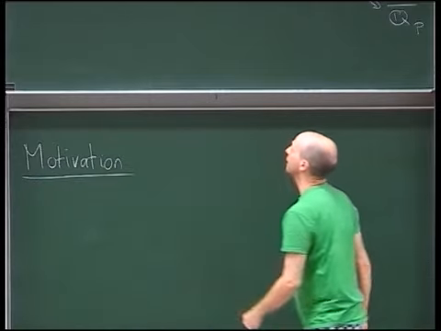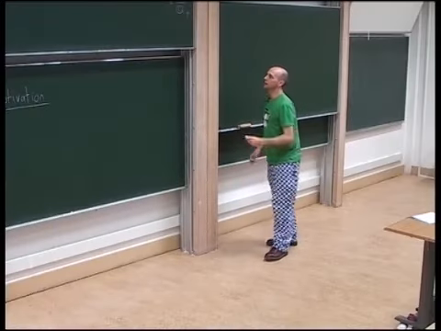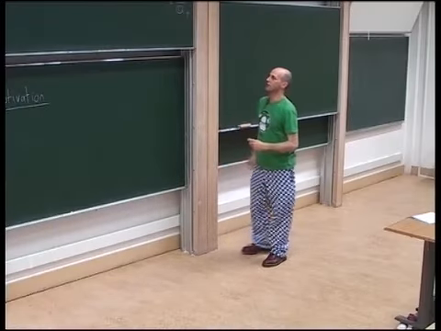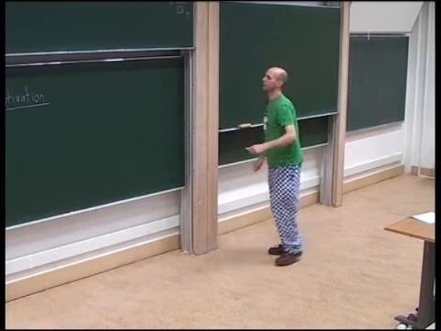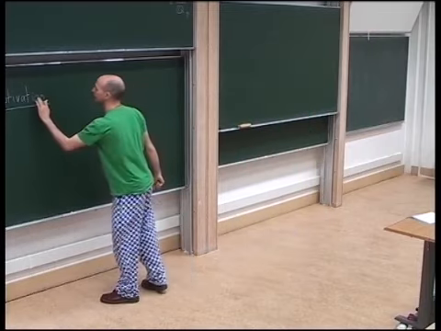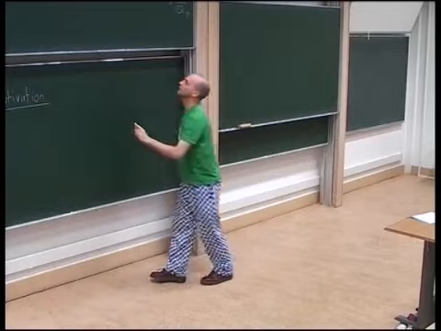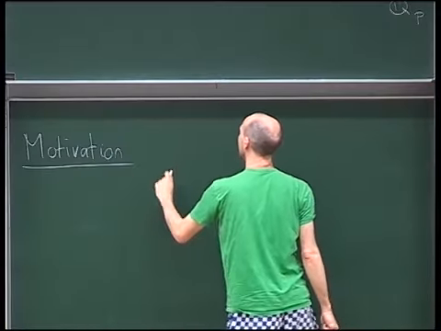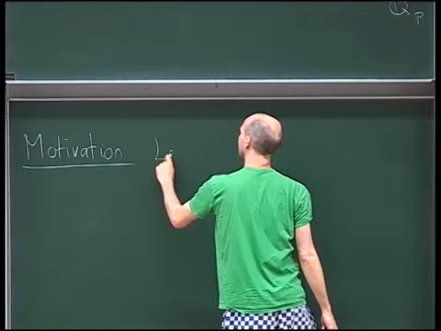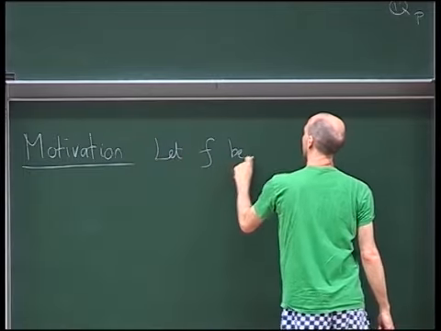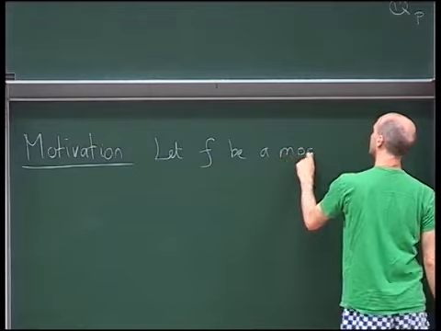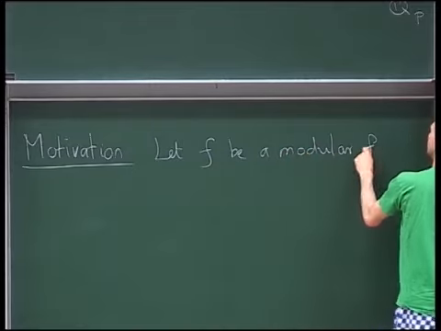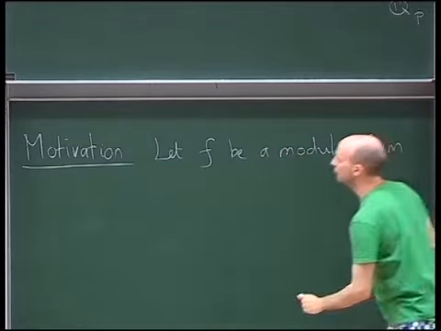I want to write down a theorem that I want to try and generalize, and I've chosen the following result of Deligne. I mean, there's plenty of examples. So here's a theorem of Deligne. Let f be a modular form of some level, of level N.